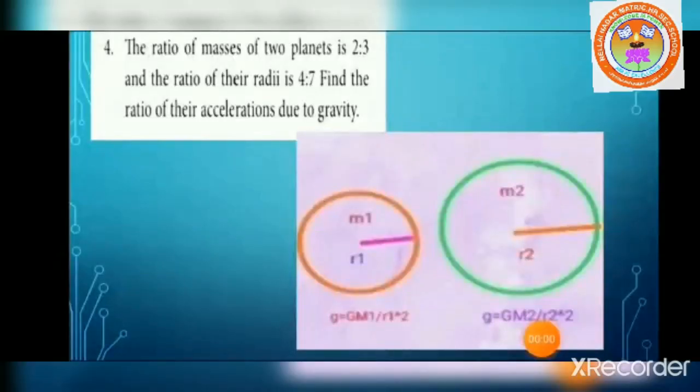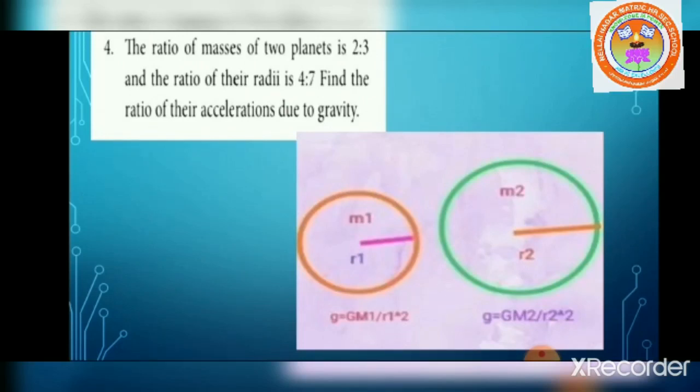Number 4. The ratio of masses of two planets is 2:3 and the ratio of their radii is 4:7. Find the ratio of their acceleration due to gravity. So we have considered two planets. One planet has mass M1 and the other has mass M2. The first planet's radius is R1 and the second planet's radius is R2.